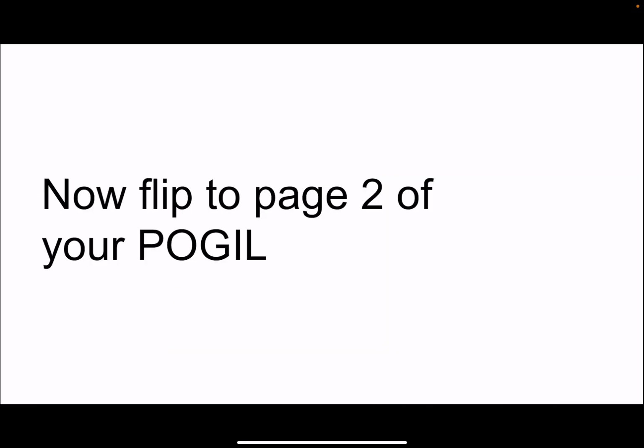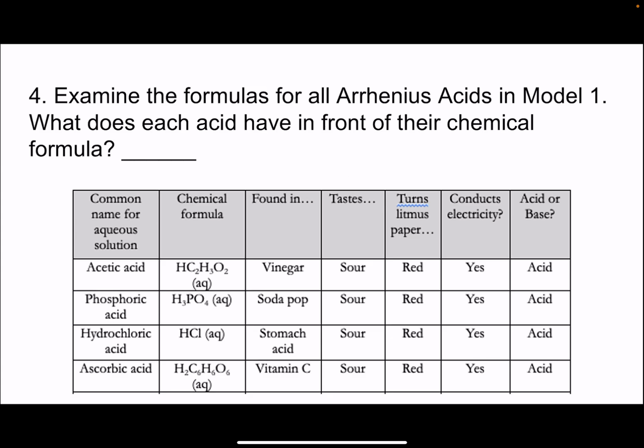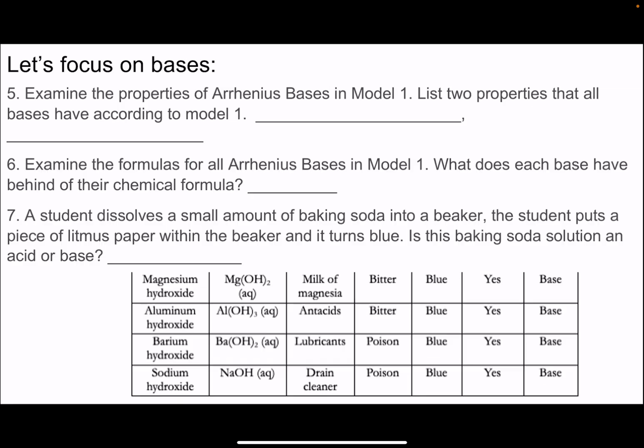Now, flip to page 2 of your POGIL. Examine the formulas for the Arrhenius acids in Model 1. What does each acid have in front of their chemical formula? So we're focusing in on here. We see that we have all our acids, the first 4 there. We'll see that it has an H in front, an H in front, an H in front, an H in front. We also read this in the why in the beginning part of it. So what does each acid have in front of their chemical formula? H, also known as hydrogen. So that's a clear indicator that it's an acid.